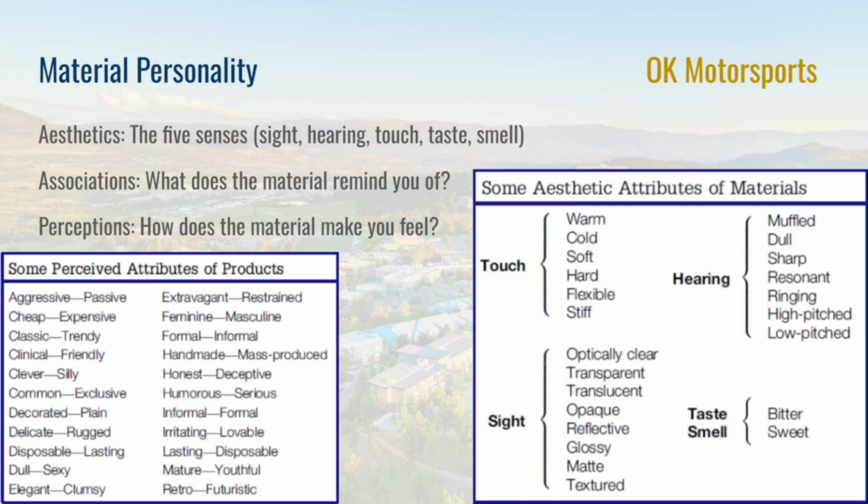Now, when you think of material, think of these three things: aesthetics, associations, perceptions. Aesthetics being your five senses. Associations, what does it remind you of? Perceptions, how does it make you feel? So, listing some attributes, it has both the positive and negative, or you can think of the one side and the other side of how it looks.